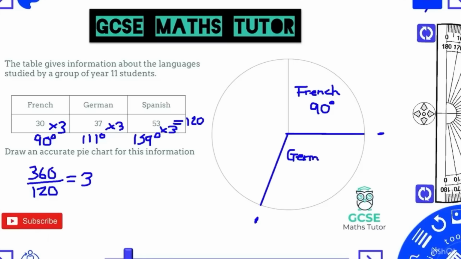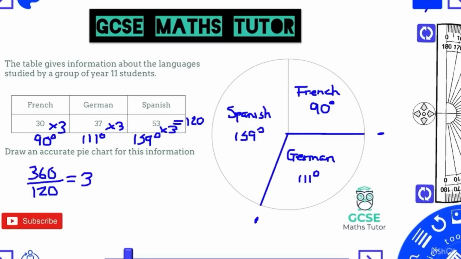And that was 111 degrees. There we go. And the last part of the pie chart here, which, as we only have one left, is Spanish. So we'll label that as Spanish. And that is 159 degrees.